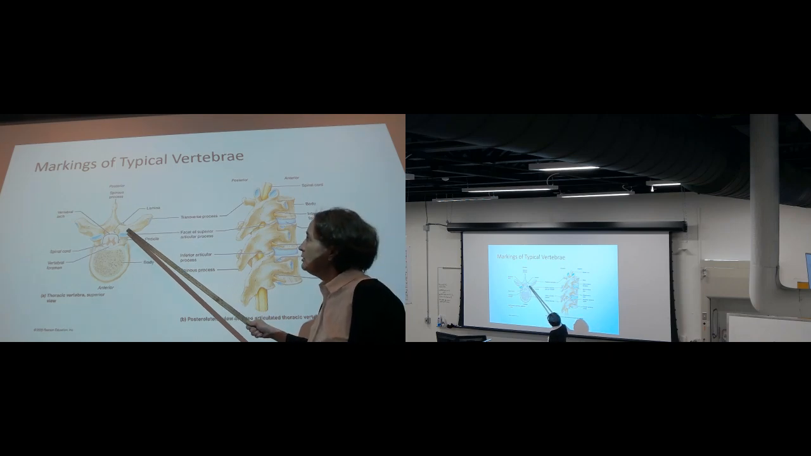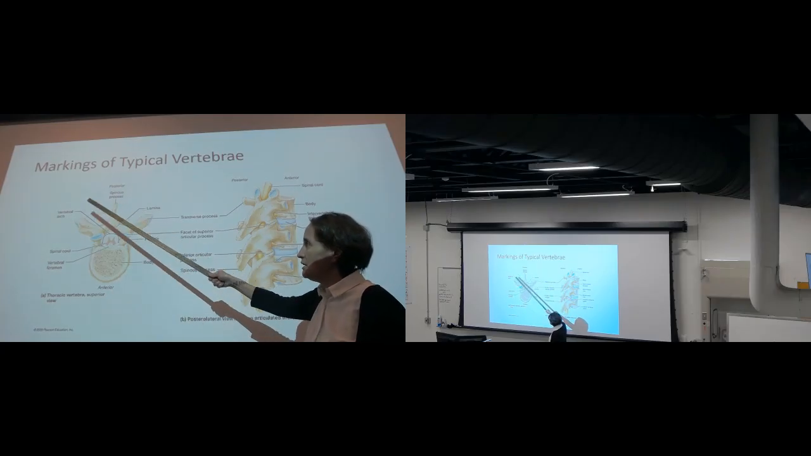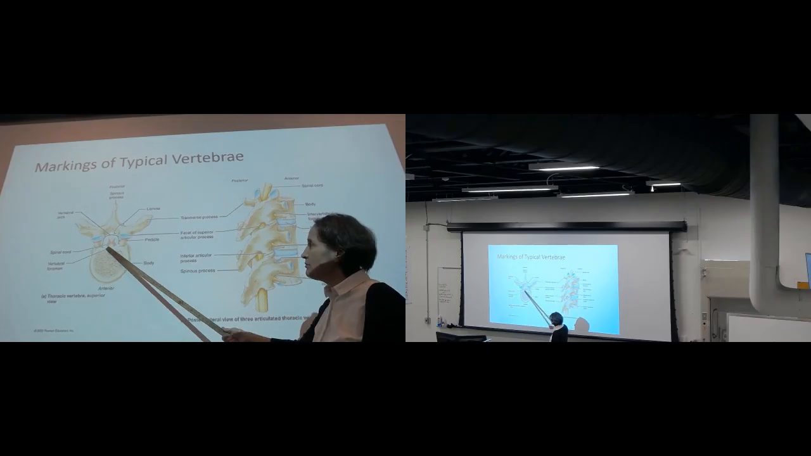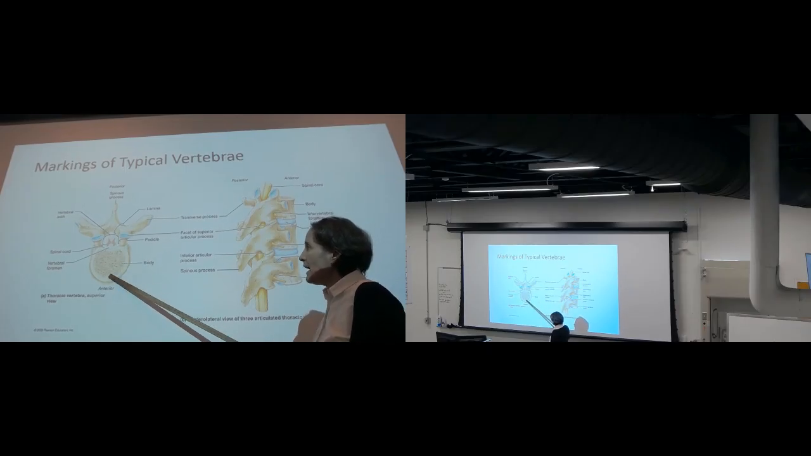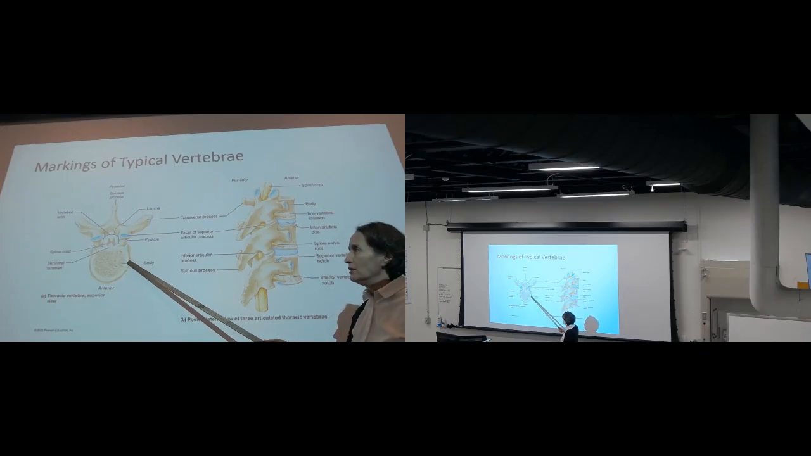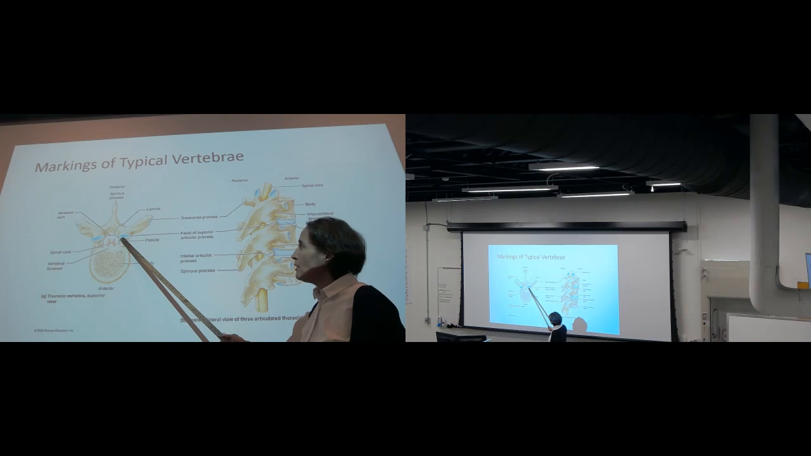So this is the superior view of the typical vertebrae. This is anterior, this is posterior, and this will be lateral to the side. In the anterior part of your typical vertebrae, you have a massive portion of bone that we call the body. This is the most prominent part of the typical vertebrae, the body. And then posterior to the body, surrounding the spinal cord, which is this, we have the vertebral arch.